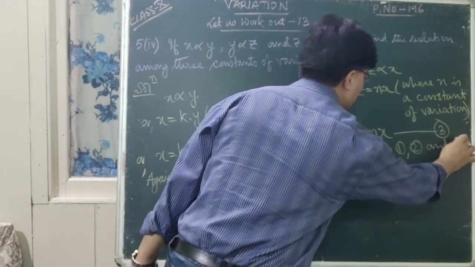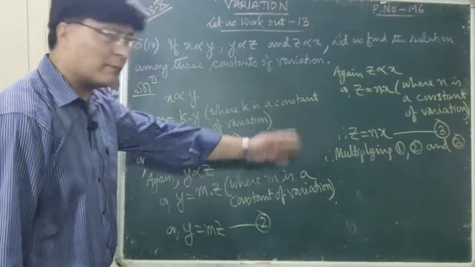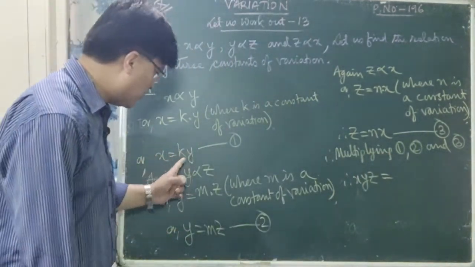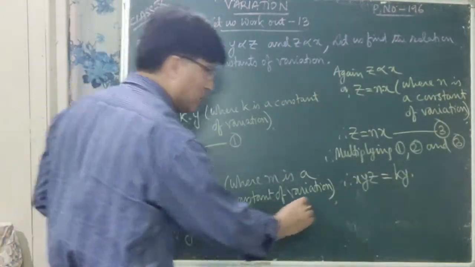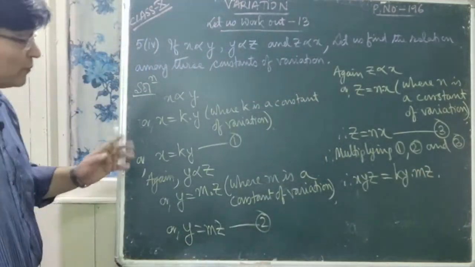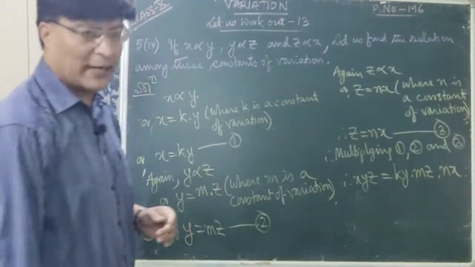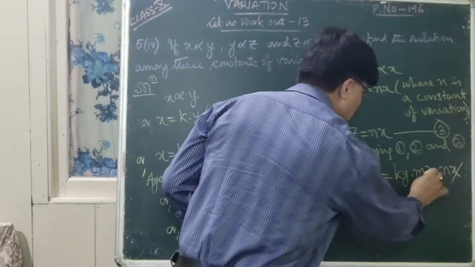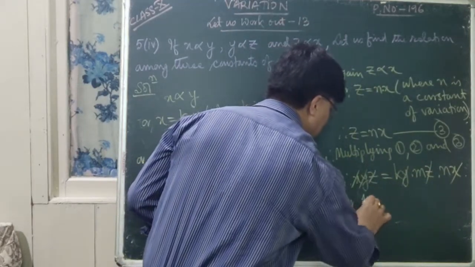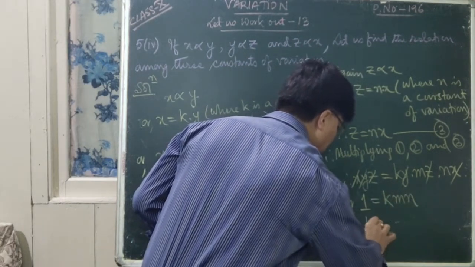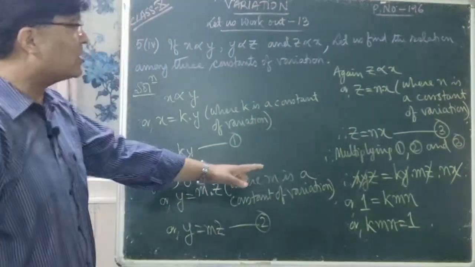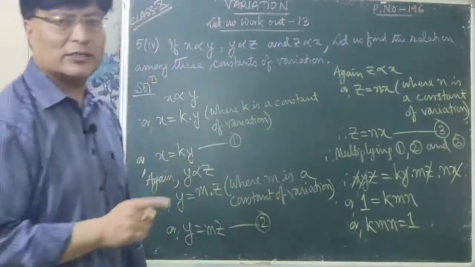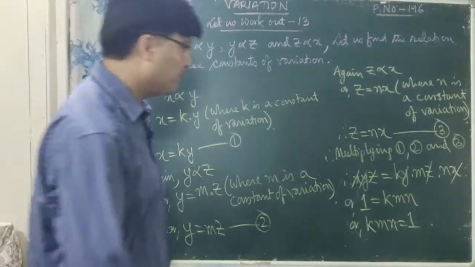So what do we get multiplying 1, 2 and 3? Your left hand side x into y into z, that is xyz, which is equal to, on the right hand side, ky into mz into nx. From both the sides you can cancel the common terms: x gets cancelled, y gets cancelled and z also gets cancelled. So 1 is equal to kmn, or kmn is equal to 1. This is the required relation between these three constants of variation, that is k, m and n. So this is your answer.